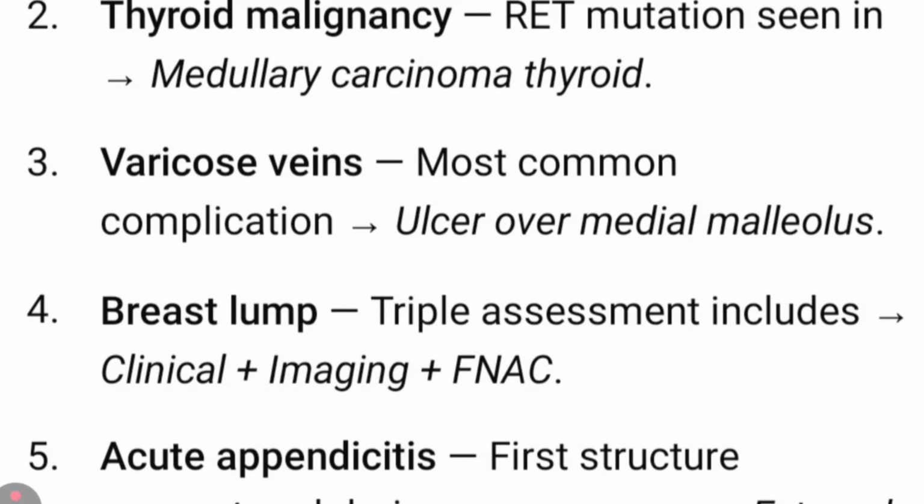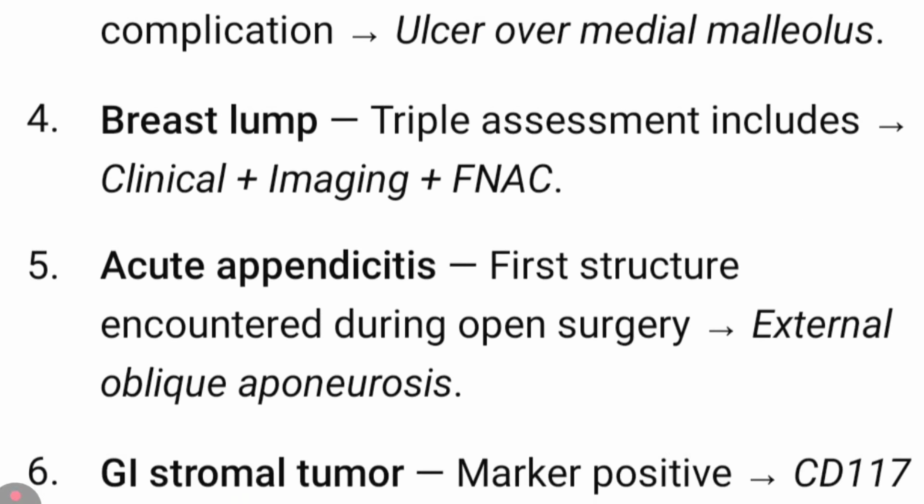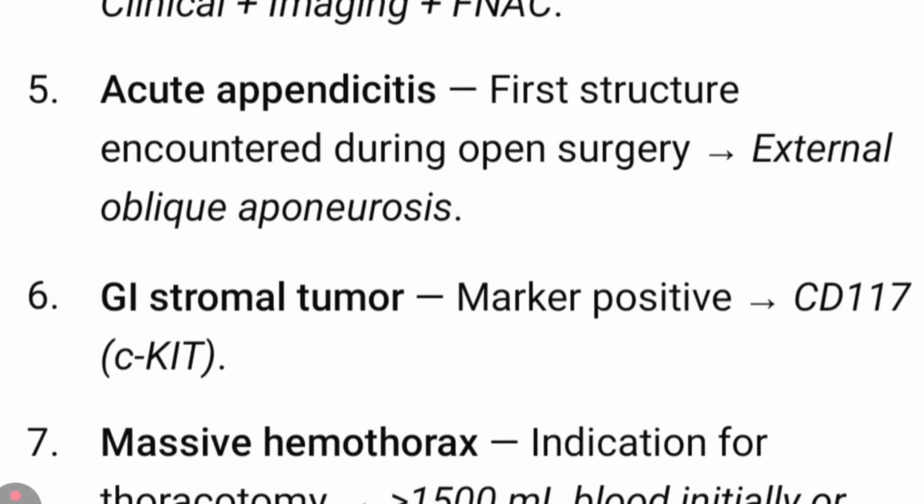Varicose vein: the most common complication is an ulcer over the medial malleolus. In a breast lump, we use triple assessment: clinical, imaging, and FNAC. In the exam, they like to ask this. Acute appendicitis: the first structure encountered during open surgery is the external oblique aponeurosis.